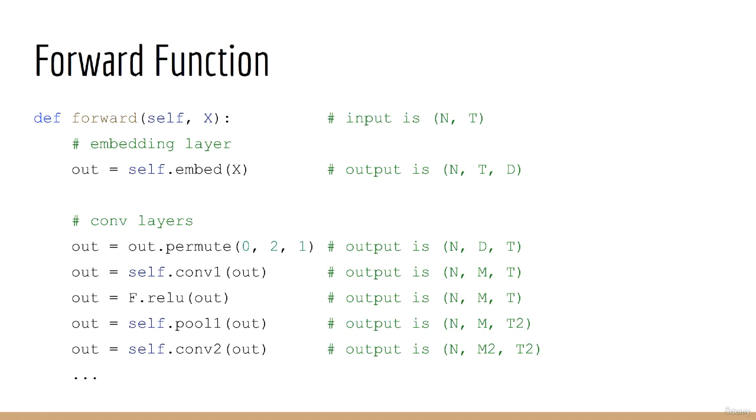So first, the input x is an n by t array of integers. After the embedding, it becomes n by t by d word vectors. Next, we permute the dimensions so it becomes n by d by t. After the first convolution, we change the number of features so it becomes n by m by t. The ReLU which comes next doesn't change the shape of the data. After pooling, which changes the length of the sequence, we get n by m by t2. You can think of t2 as t divided by 2 or t divided by 3, depending on the pooling parameters. Next, we go through the second convolution and so on and so forth.